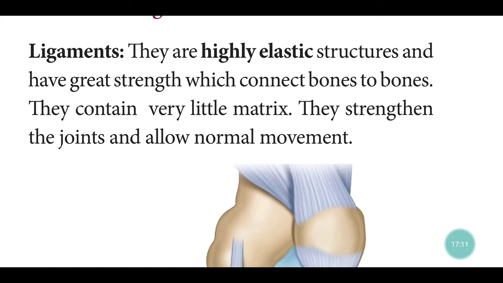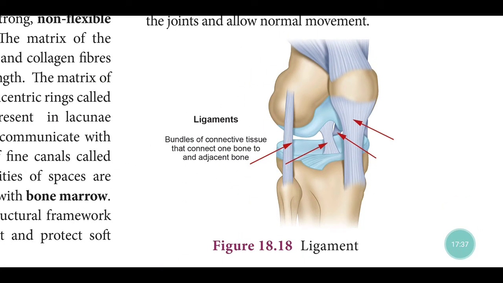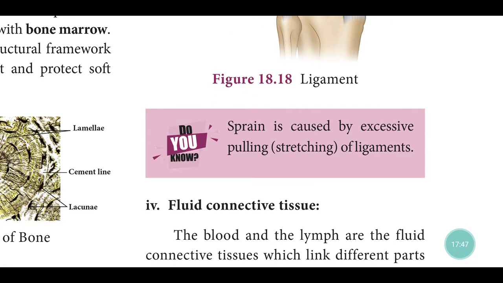ligaments. They are highly elastic structures. What is elastic? Flexible, and they have great strength, and connect bones to bones. Tendons connect skeletal muscles to bones, but ligaments connect bones to bones. They contain very little matrix, they strengthen the joints and allow normal movement. You see this picture, ligaments, bundles of connective tissue. What is it doing? It connects bone to bone. Spine. What is spine?